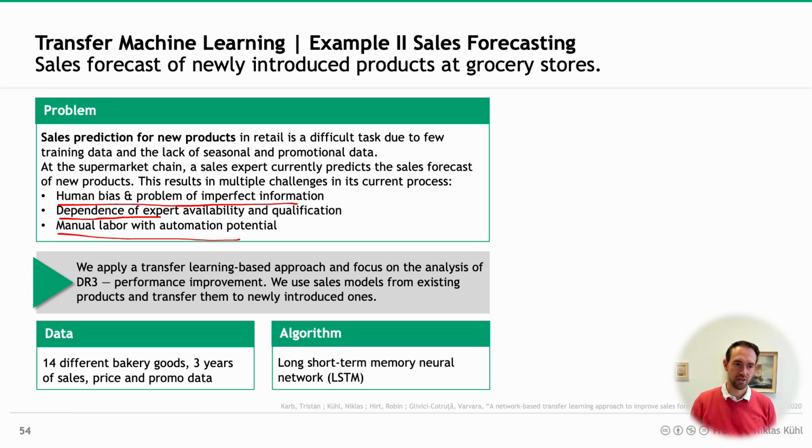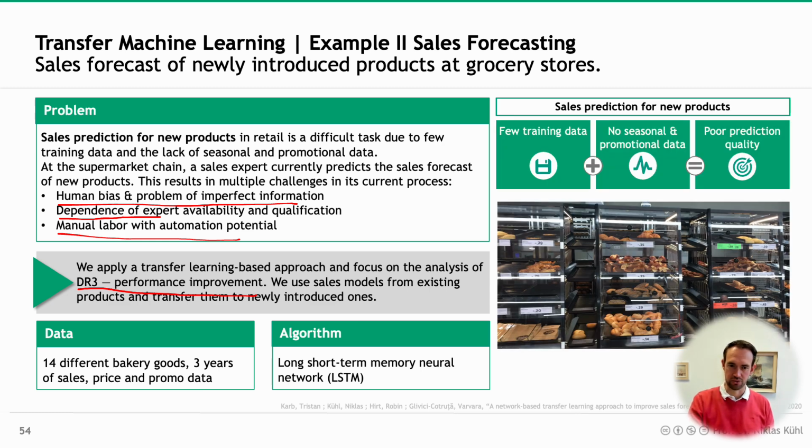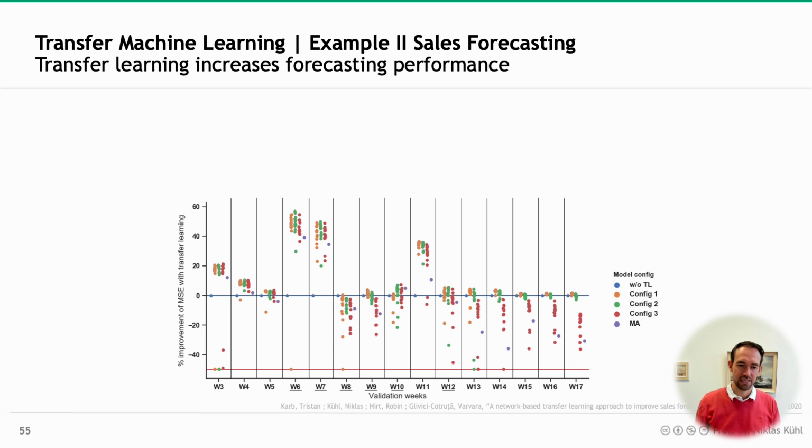So also here we applied transfer machine learning, and now we want to focus on this last design requirement, again, the performance improvement, because as this is one large chain, Lidl in this case, obviously data privacy is not as big of an issue because they can transfer the data. So what did we look at? We had 14 different bakery goods, and we had 3 years of sales, of price and promo data, and we used an LSTM because also that was what they were using already, right? So the issue is few training data, no seasonal and promotional patterns, and this will lead to very poor data quality. Now we apply transfer learning, and you can see different cases over here.